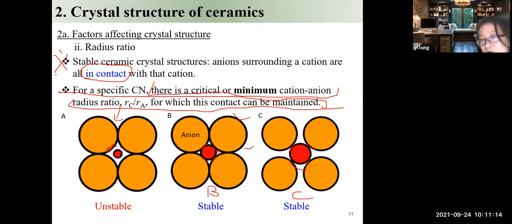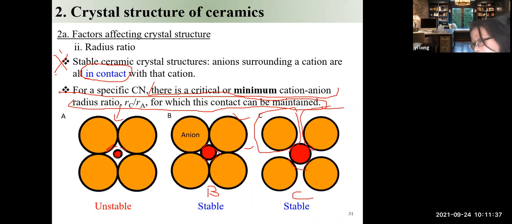Excellent. Thank you, Hong Yu. Thank you, Lida. Yes, B is the minimum case. So there's a critical and minimal cation and anion radius ratio, right? Obviously this one can be bigger, right? So you can just draw a bigger sphere here for the anions.